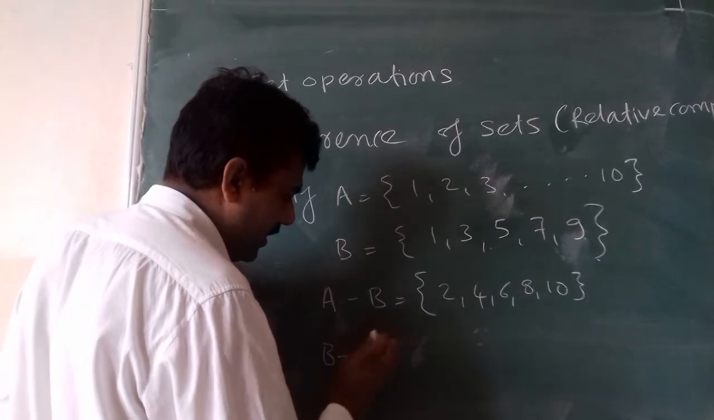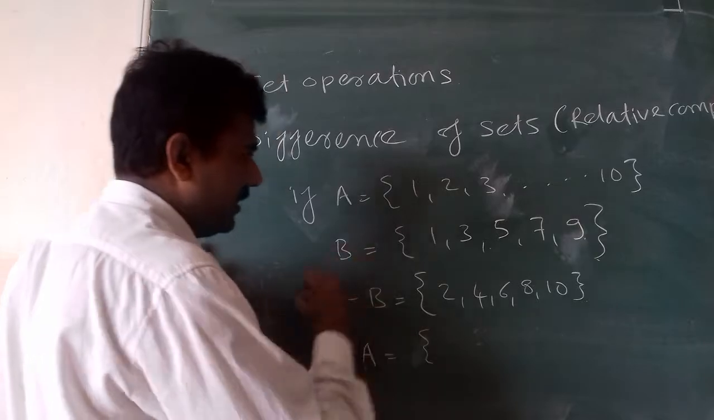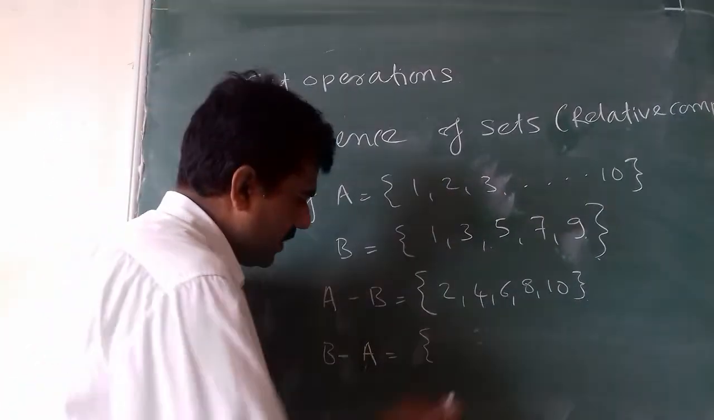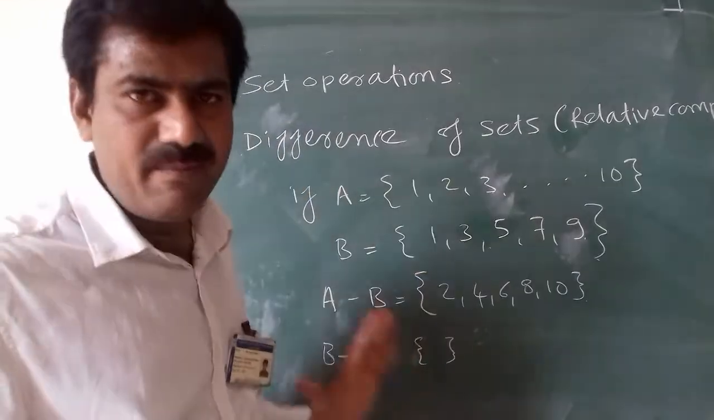And B minus A is what? Now this will be what? That is 1, 3, 5, 7, 9 minus all of this. So we'll get the result as an empty set.